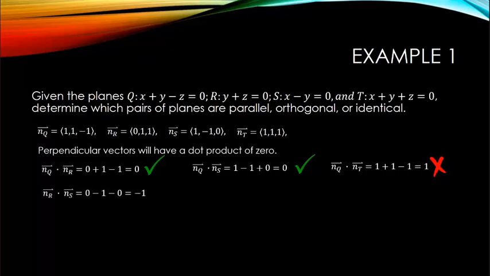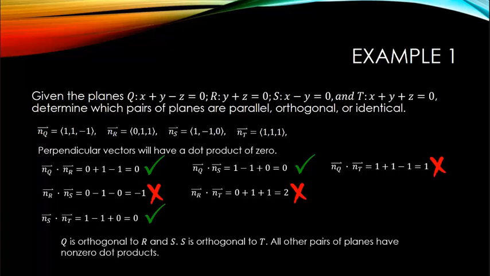N sub r dotted with n sub s gives me 0 minus 1 minus 0. This is equal to -1, so planes R and S are not perpendicular. N sub r dotted with n sub t gives me 0 plus 1 plus 1, which is equal to 2. R and t are not perpendicular. N sub s dotted with n sub t gives me 1 minus 1 plus 0. This is equal to 0, so my planes S and T are orthogonal to each other.